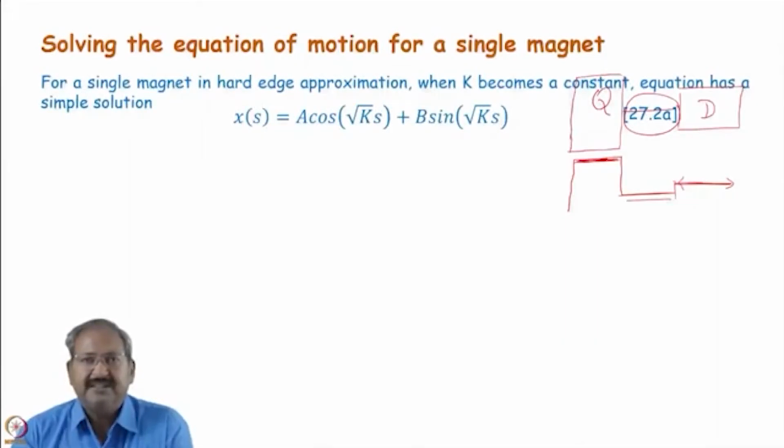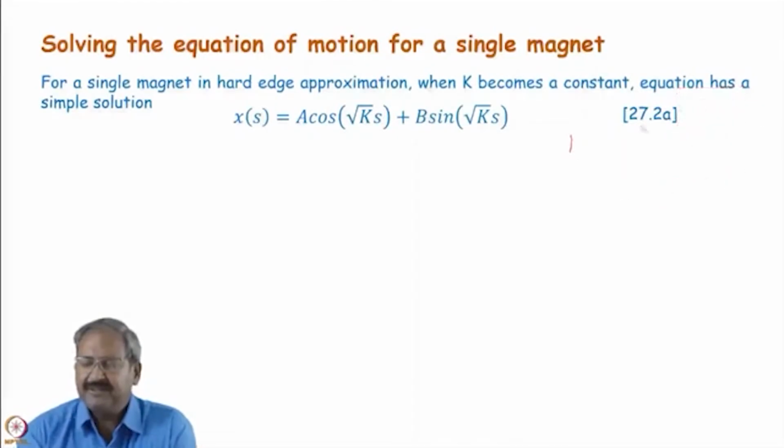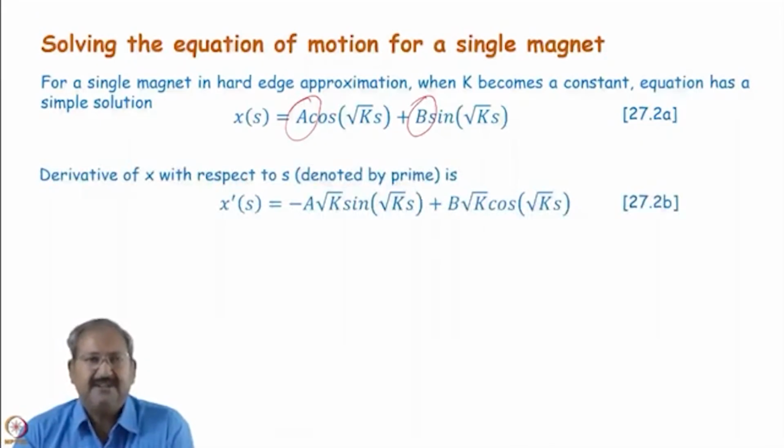And when in a single magnet we have an equation like the simple harmonic oscillator, we can easily write down the solution of this equation, as we know that x(s) is equal to a cos(√K s) plus b sin(√K s), and these a and b can be decided by initial conditions. So this will be the solution of the equation of motion when we consider K as a constant inside a single magnet.